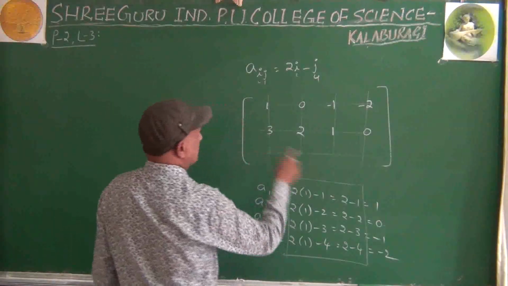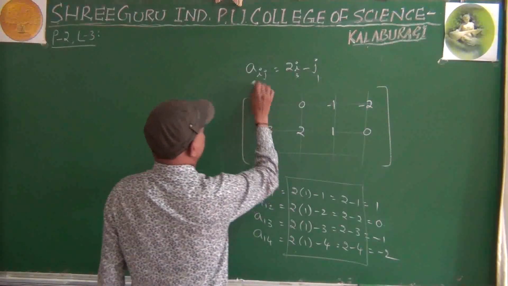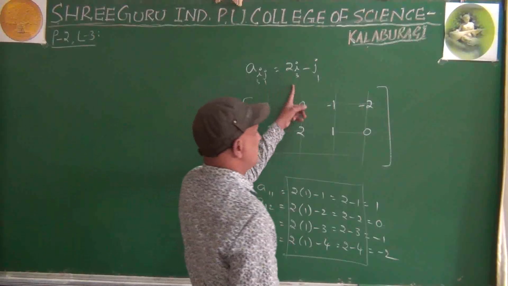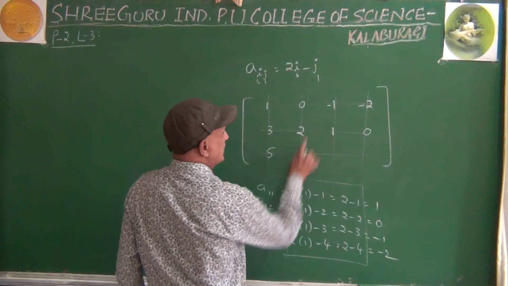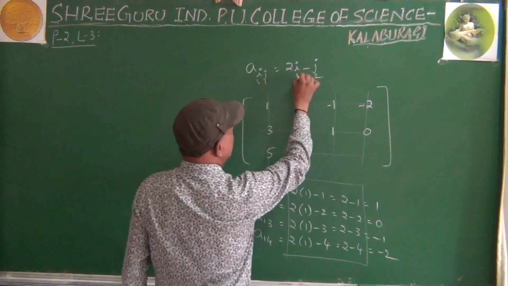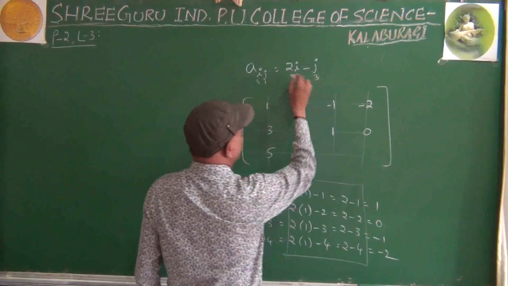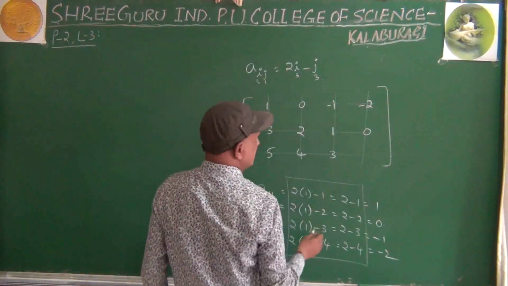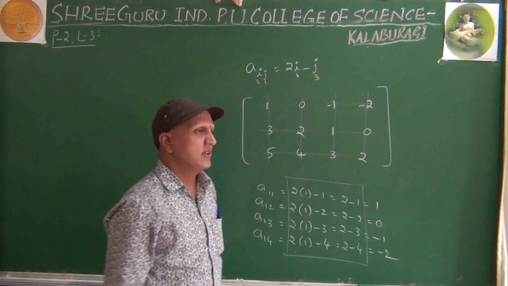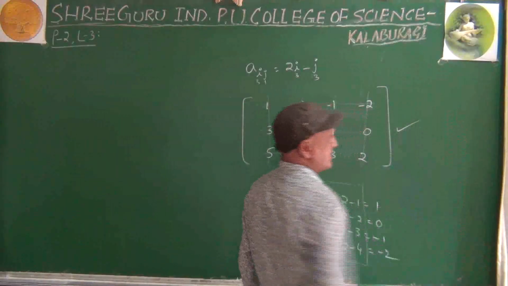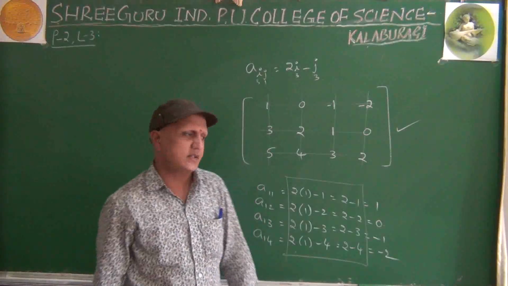Coming to this one. Third row, first column. 2 threes are 6, 6 minus 1 is 5. Third row, second column, 2 threes are 6, 6 minus 2 is 4. Third row, third column, 2 threes are 6, 6 minus 3 is 3, and then 2. It will come like this. This is the 3 by 4 matrix. Your answer in your notebooks should be this one. Right?